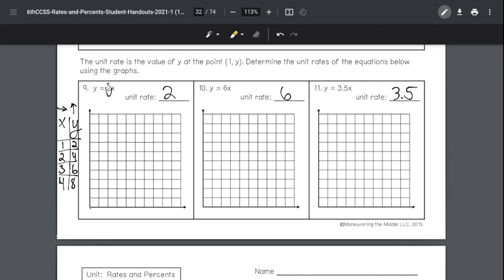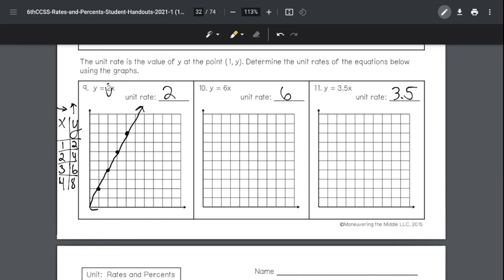So I go 1 unit right and 2 units up. There's my first point. 2 units right and 4 units up. 3 units right and 6 units up. 4 units right and 8 units up. Okay, so then you start from 0, 0, and you draw your line through all your dots and continue on forever. I'm not good at drawing straight lines.